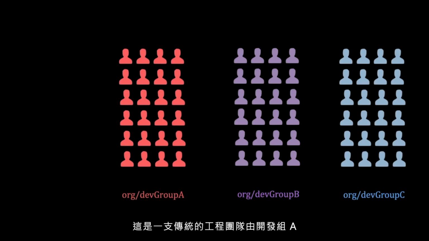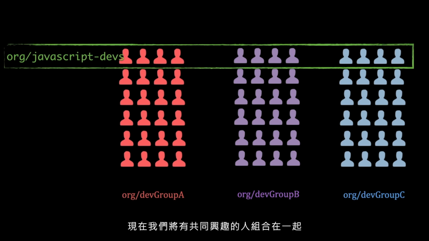Here's a traditional engineering team. You have Dev Group A, Dev Group B, Dev Group C, and these folks are all working together to drive towards a specific goal, a specific project, a specific product, a specific innovation, whatever that thing might be. These folks are organized to work together.